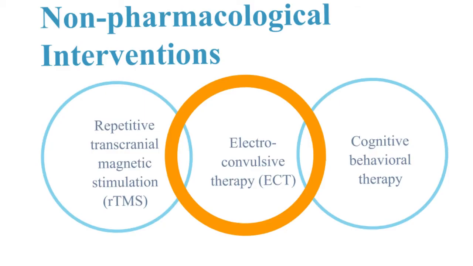Similar to depression, we have some non-pharmacologic interventions available to us, and they are rTMS, repetitive transcranial magnetic stimulation, electroconvulsive therapy, or ECT, and of course, any treatment strategy for schizophrenia should include psychotherapy or cognitive behavioral therapy.